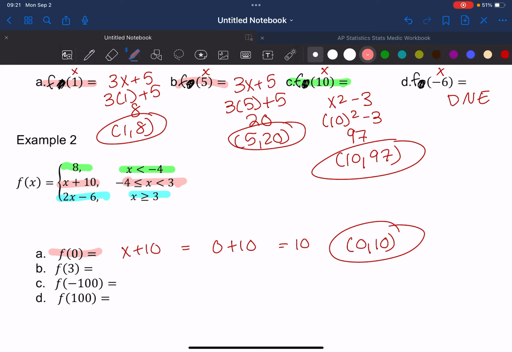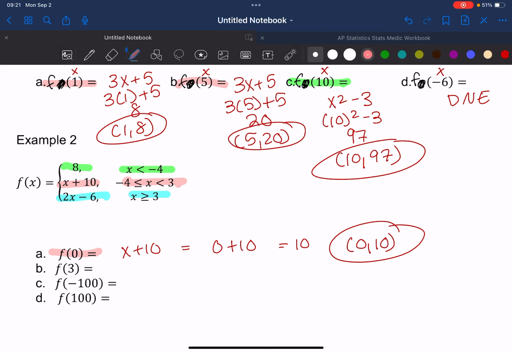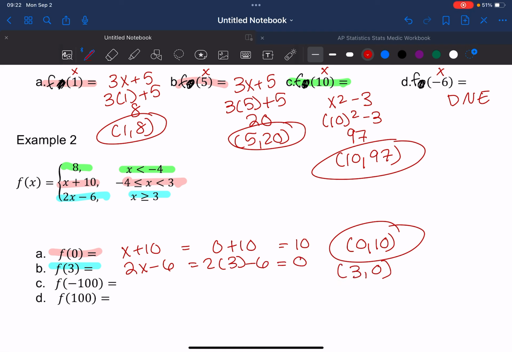Now I look at 3. So where does 3 fit on this domain? To me, it looks like it's either going to be the pink or the blue one. But notice on the pink, this one does not include 3, but on the blue, it does include 3. So that means this f of 3 is going to be on the blue expression. So I have 2x minus 6 is equal to 2 times 3 minus 6, which equals 0. So I have the point 3, comma 0.